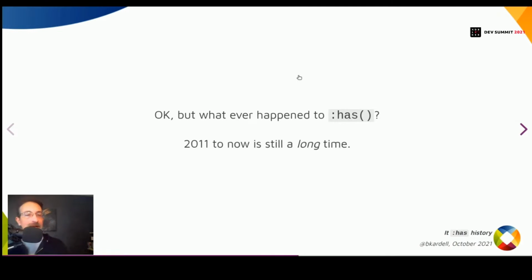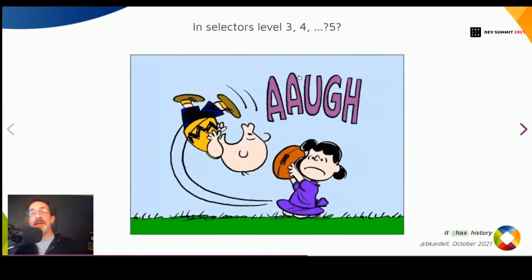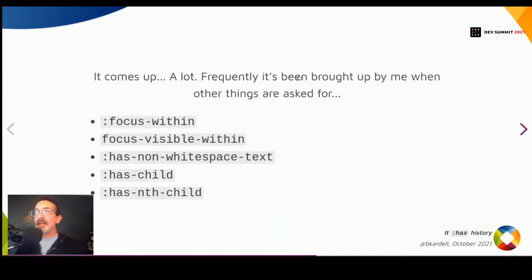But whatever happened to :has, right? 2011, where we just left off in the timeline, to now is still a really long time. Why do we not have it? It was in selectors level 3 until suddenly it wasn't. Then it was in selectors level 4 until suddenly it wasn't. And there was even recently, not so long ago, discussion about whether we should move it to selectors level 5. The use cases for :has come up a lot. Frequently, it's brought up because people want just one part of the power.